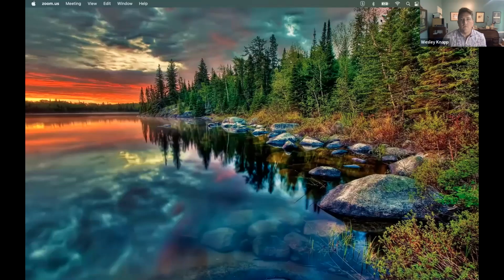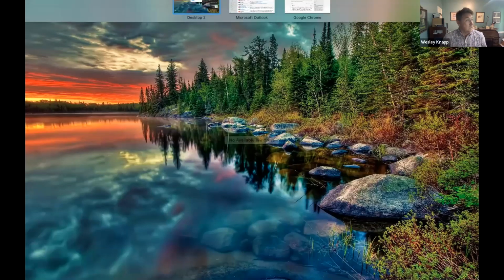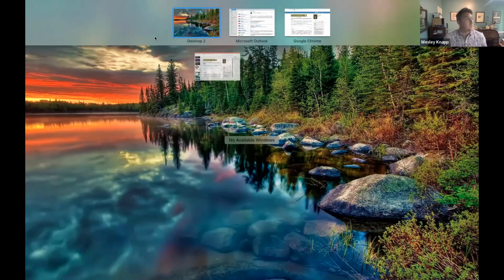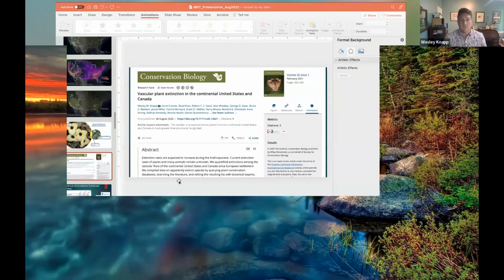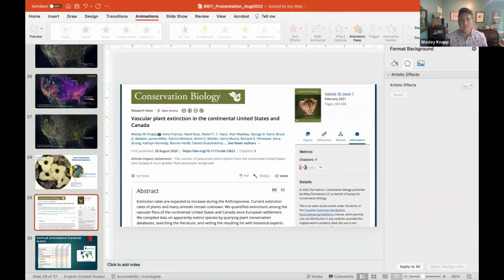Hey everybody, I'm just trying to figure out how to switch my screens. This is always a challenge on my Mac for some reason. So just give me one second. I'll slide this presentation over here and do this instead. Everybody should be able to see that screen now, right? Let me full screen it.